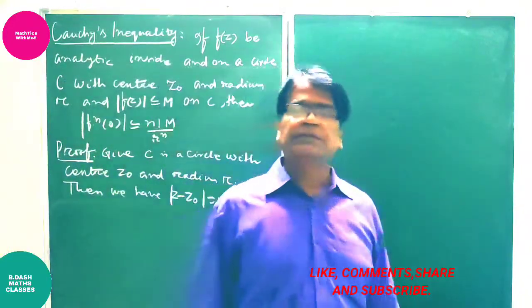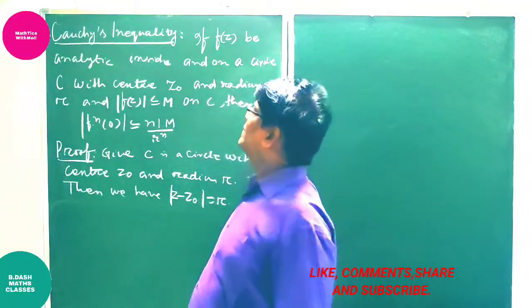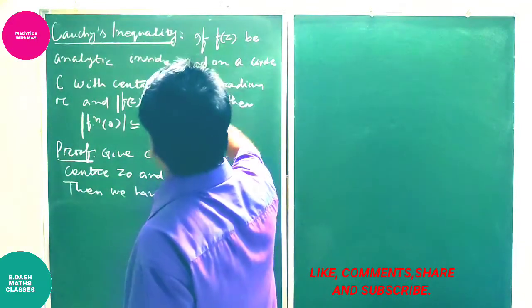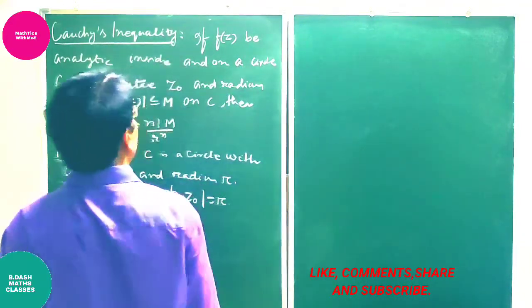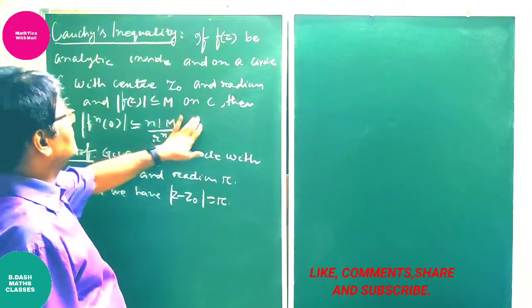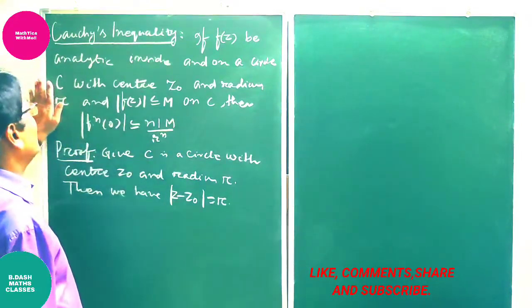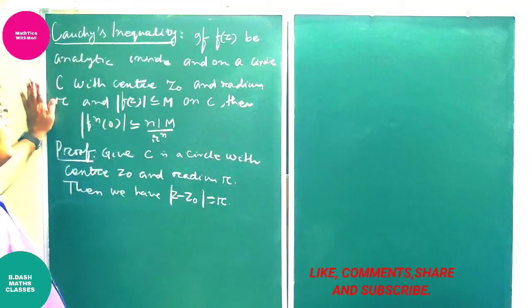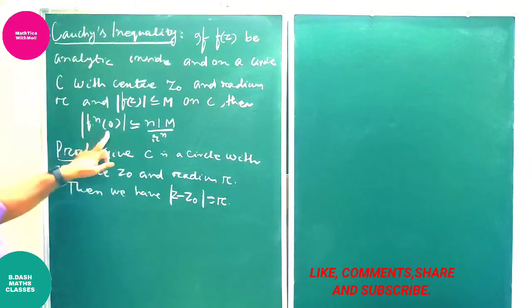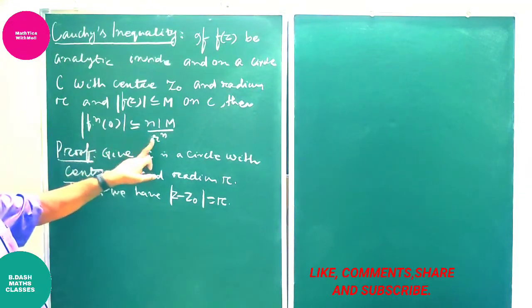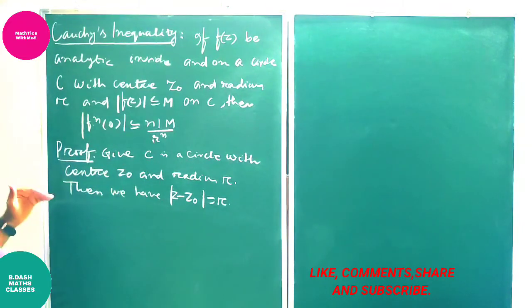So, our next topic is Cauchy's inequality. If f of z is analytic inside and on a circle C with center z0 and radius r, and modulus of f of z is less than or equal to M on C, then modulus of f^n of z0 is less than or equal to n factorial M by r to the power n. Proof.